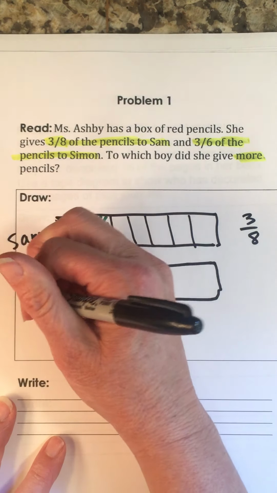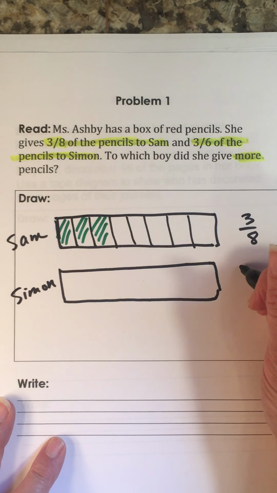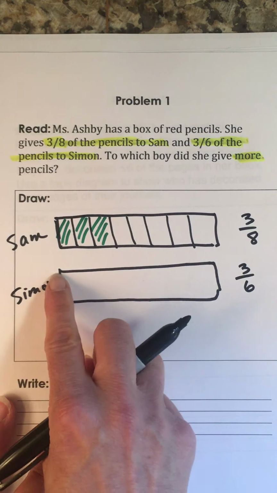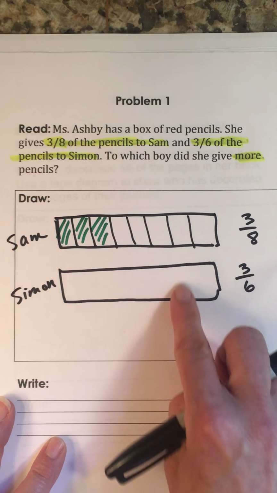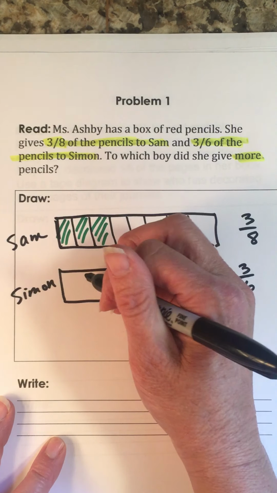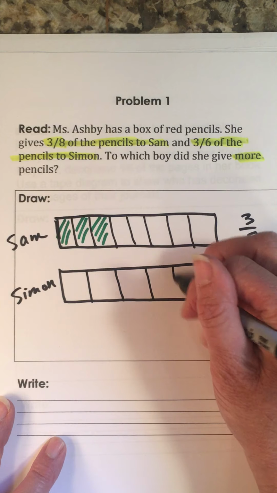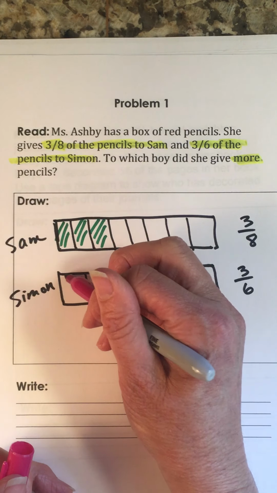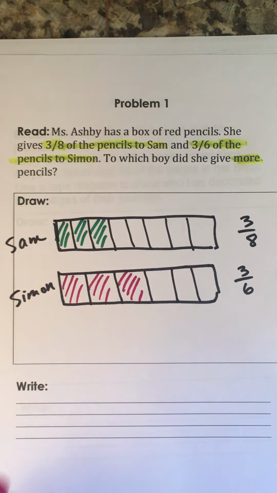Okay, and then Simon, she gave Simon 3/6. Well, 6 tells us that I have to have 6 equal parts down here. So that means I need to put 5 lines to make 6 parts. So 1, 2, 3, 4, 5. That one is not quite as good how I drew it. And then you're also going to highlight that she gave him 3.